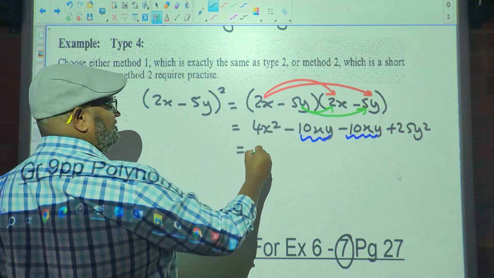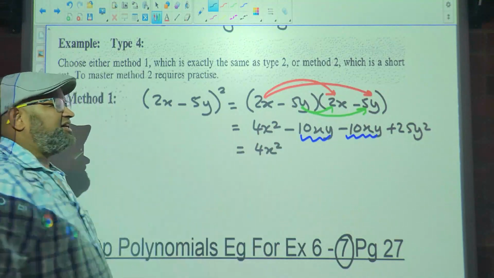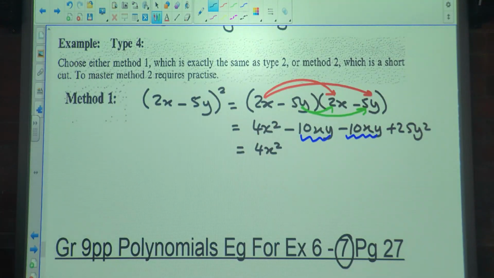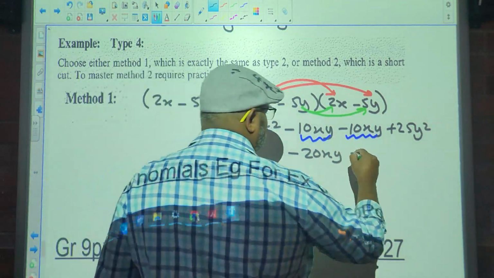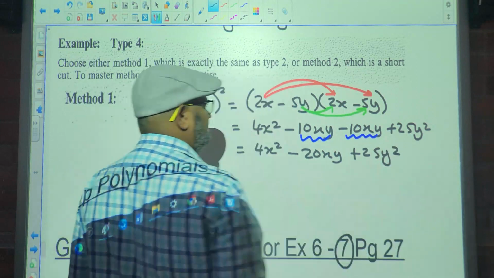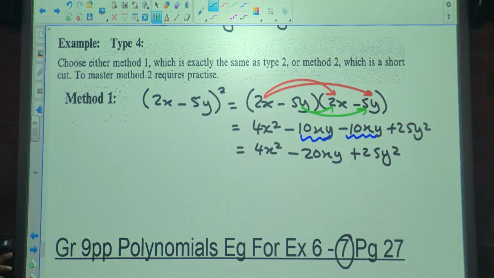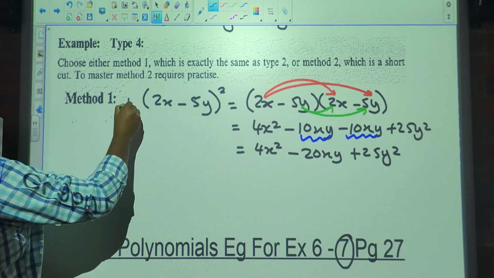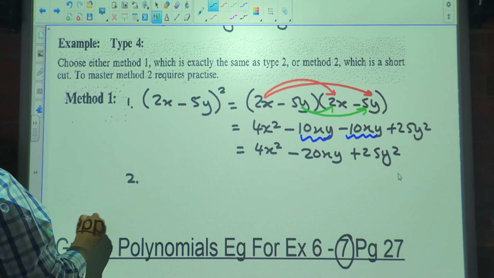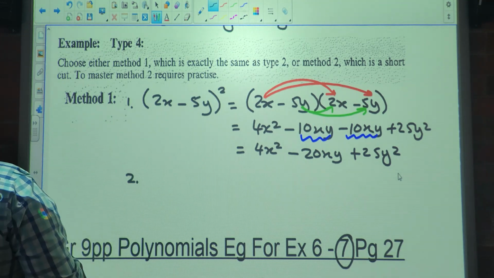So 4x squared on its own. What is negative 10xy minus 10xy? Negative 20xy, plus 25y squared. You all understand? That's example 1. Let's look at example 2 from method 1.